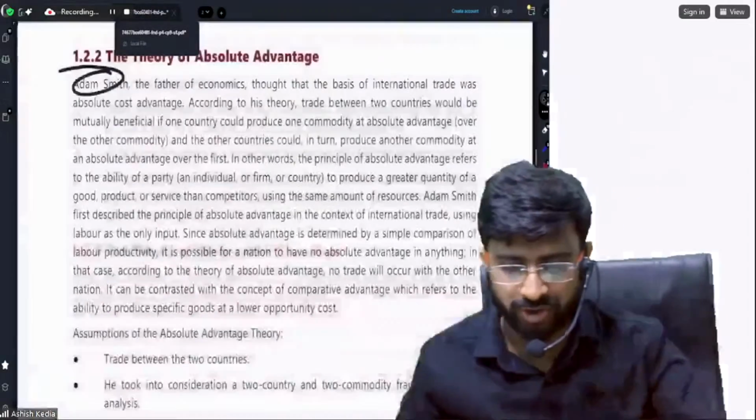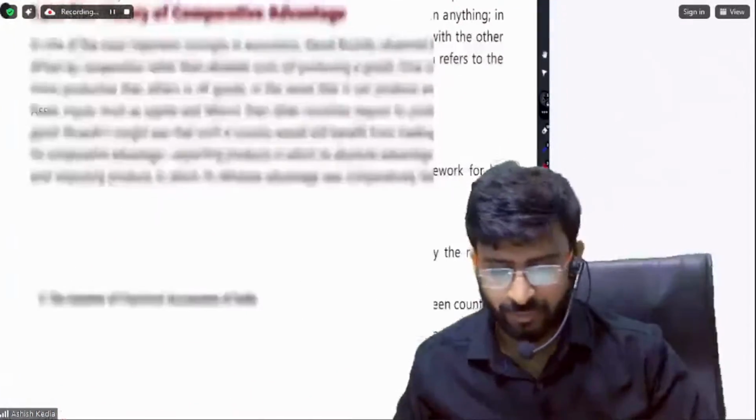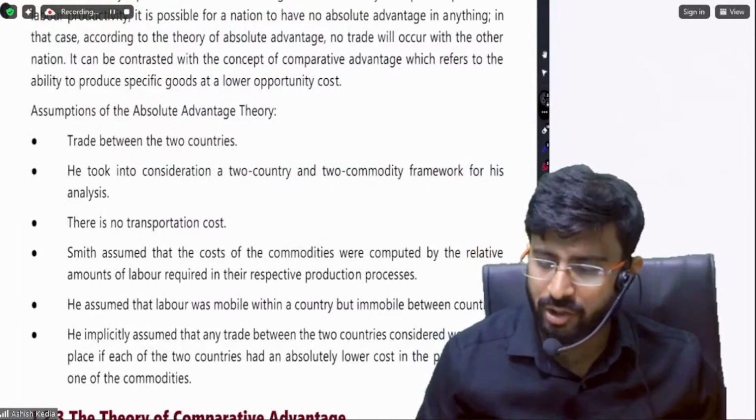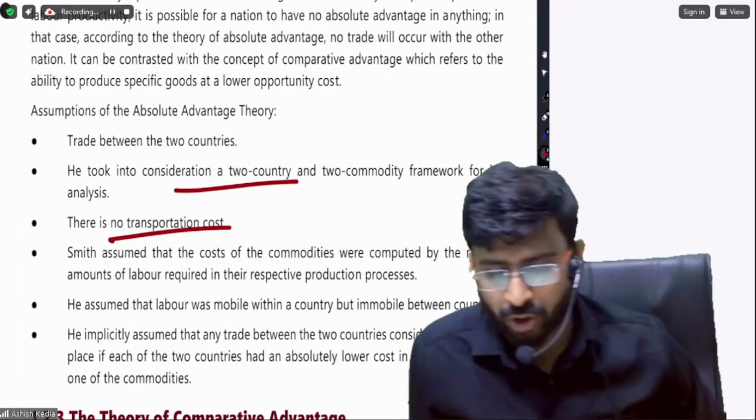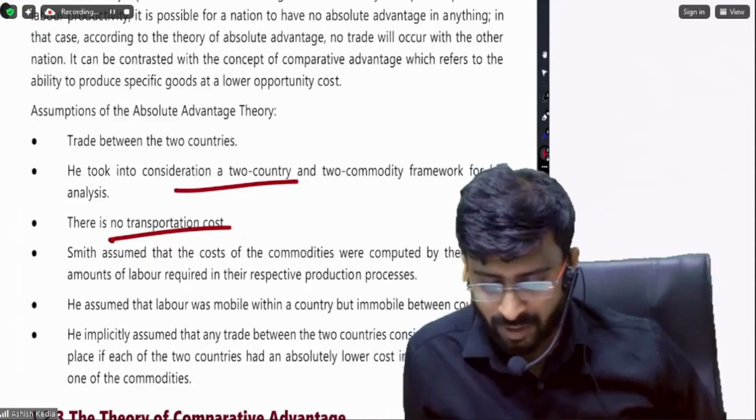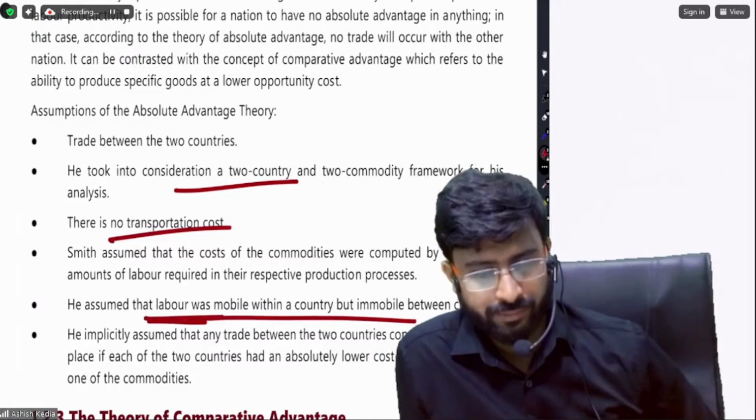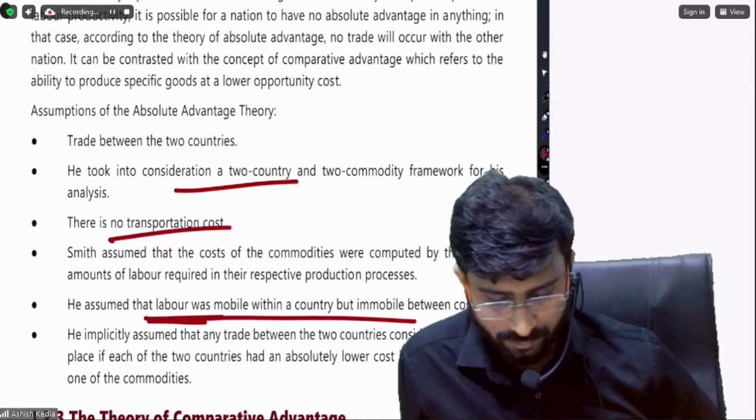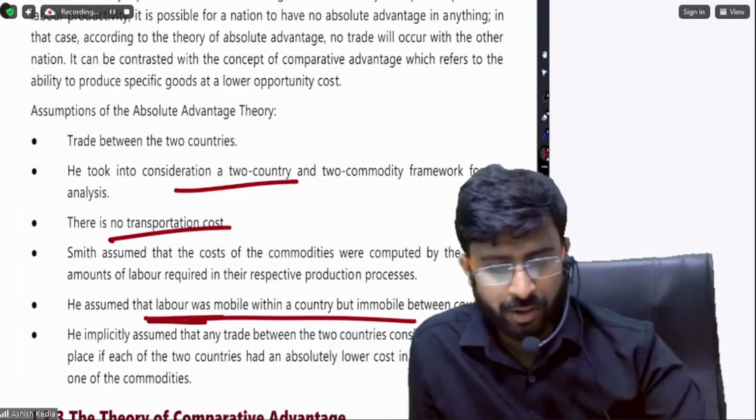Let me show it to you. This is what is written in the material. It is based on two considerations. Number one, two countries are taken. No transportation cost is assumed. Labor. I told you now it is focusing on labor, right?